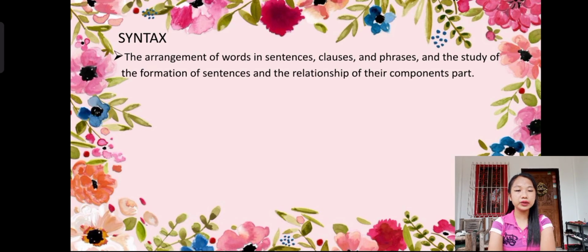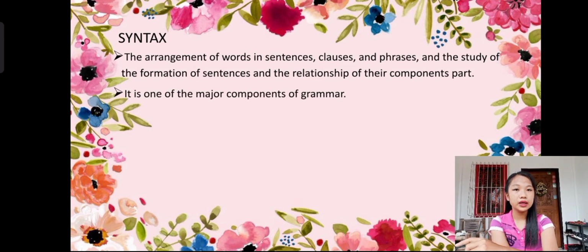Syntax is the arrangement of words in sentences, clauses, and phrases, and the study of the formation of sentences and the relationship of their component parts. It is also one of the major components of grammar. So, syntax is simply the arrangement of words correctly to form a sentence and convey a clear message. Syntax has elements.